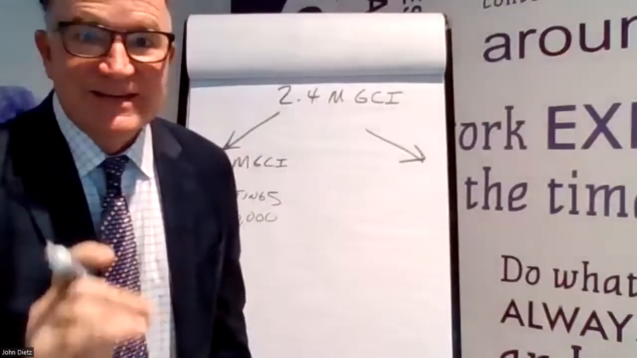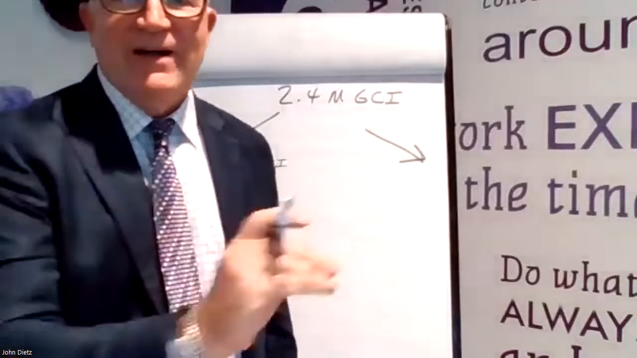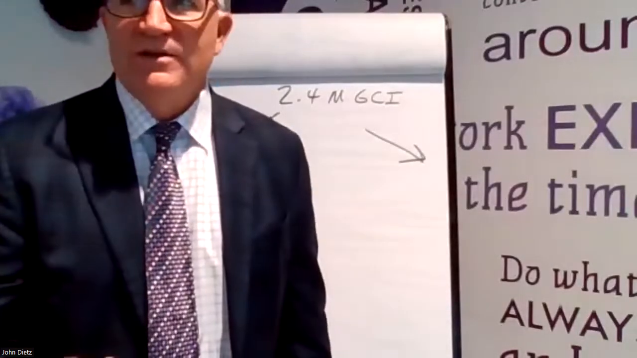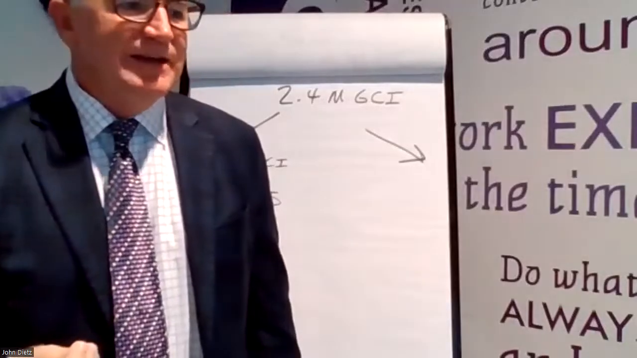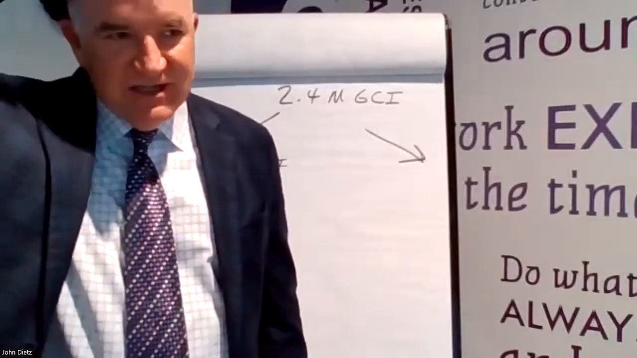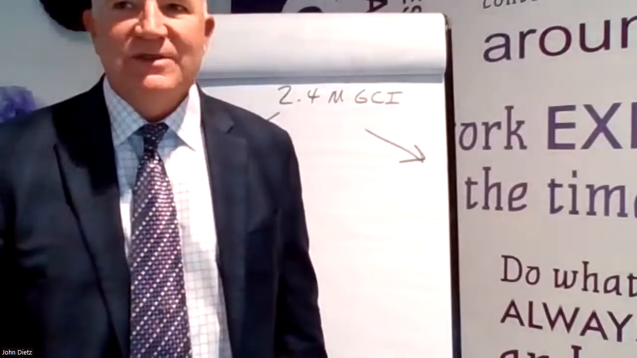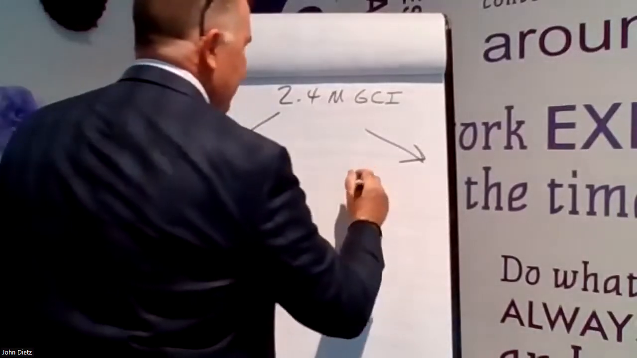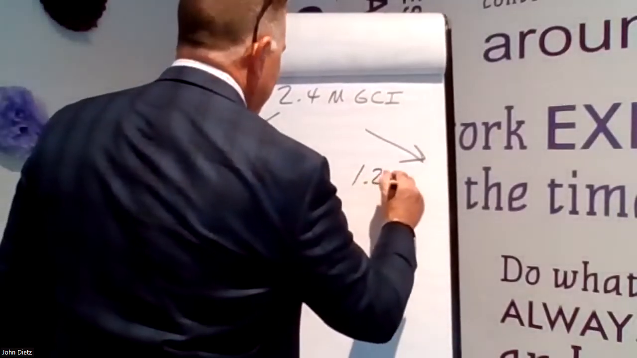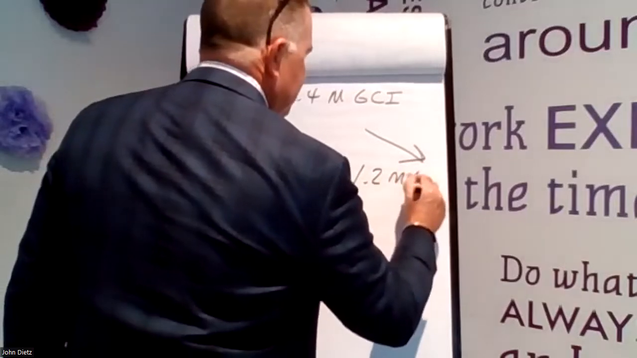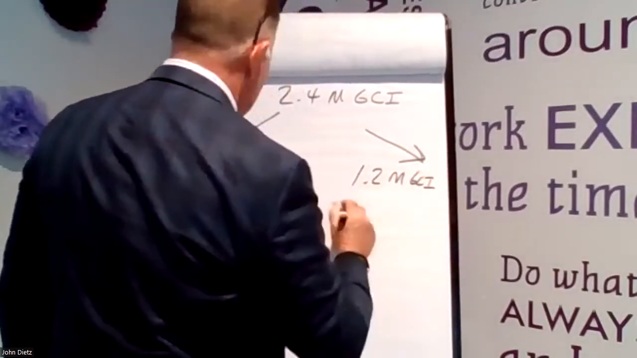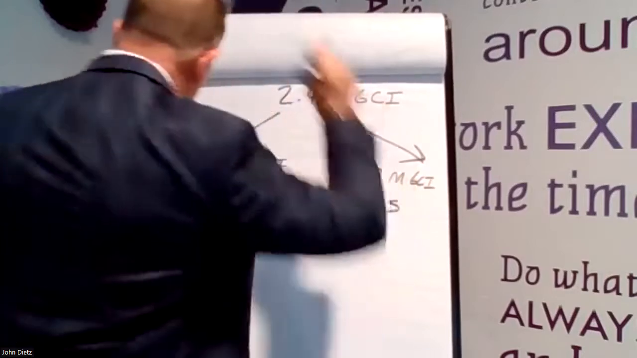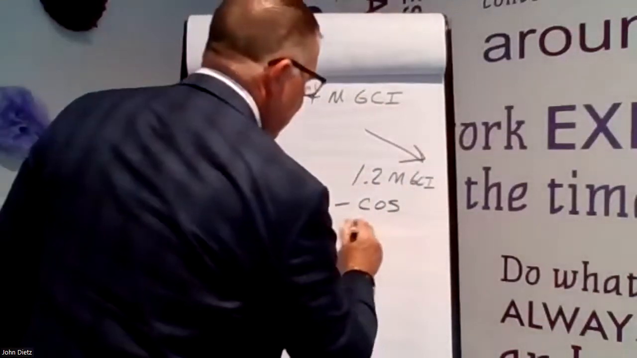All right, pay attention. We're going to get back to how can you build a super mega team that's generating $2.4 million a year in GCI and yet only has a cost of sale on the seller side of $100,000. Because on the buyer side, we still have 1.2 million GCI, and yet our cost of sale is $600,000.